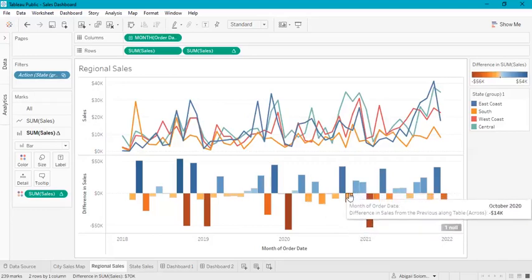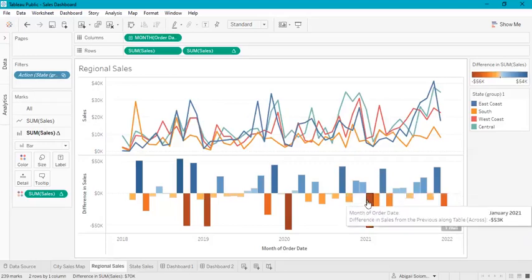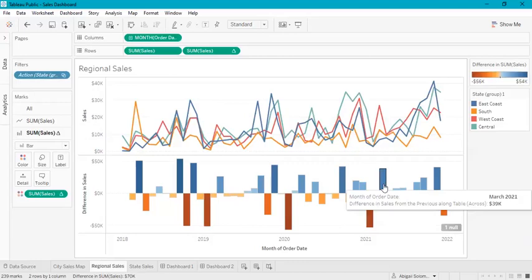So let's see towards the end of 2021. In October, we had a loss of $14,000. In November, we had an increase of $20K. In December, we had $18K of sales. And in January, we had another loss of $53K. In February, there was still a loss. In March, again, we had revived.